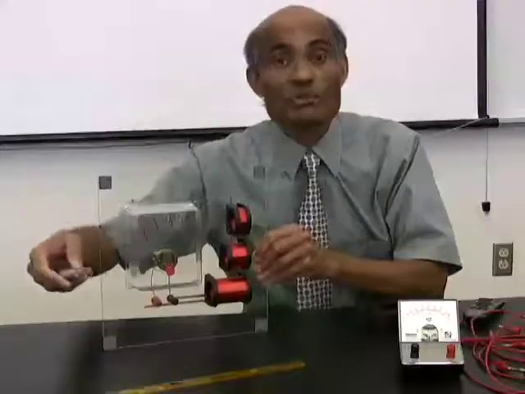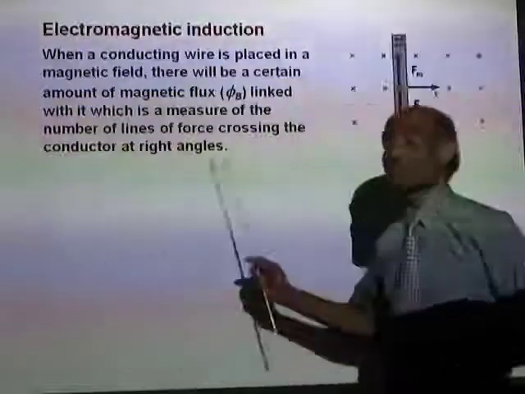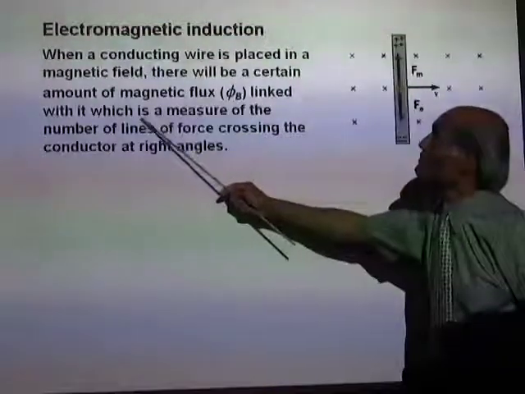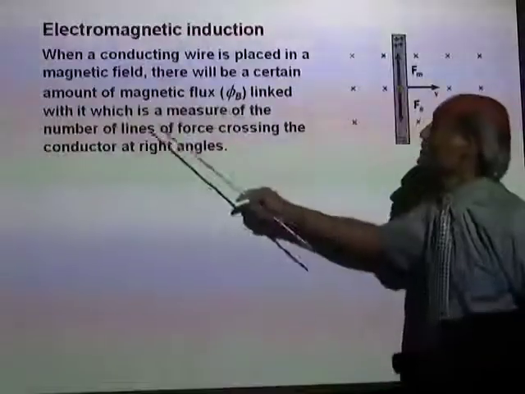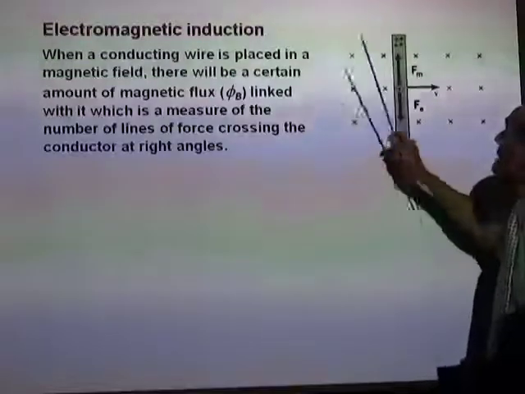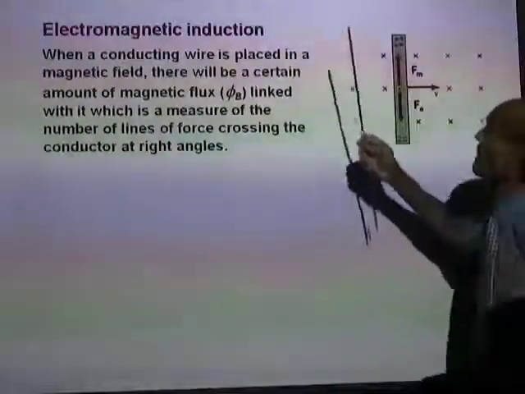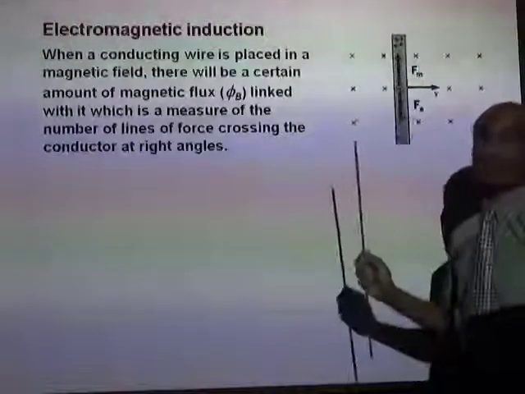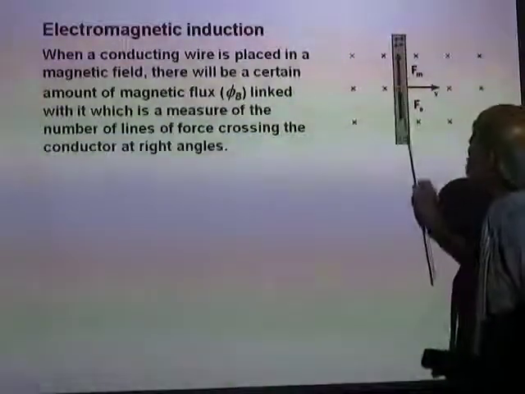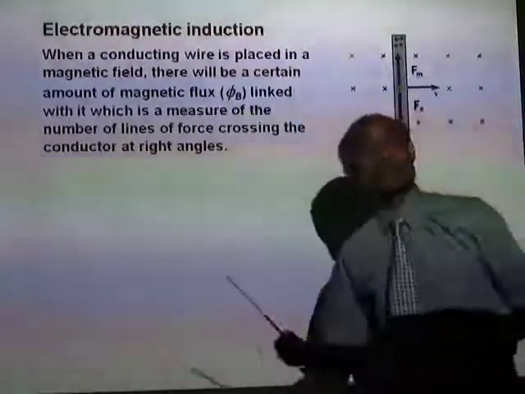Well, let's now put these things in perspective. This is what you saw in the demonstration. When a conducting wire is placed in a magnetic field, the amount of magnetic flux linked with the conductor is a measure of the number of lines of force crossing the conductor at right angles. Here, the small x's represent the lines of force that are coming from behind the board into the classroom. If you move the conductor at right angles, we are changing the magnetic flux linked with the conductor, and that motion in turn will create force on the charges in the conductor, which will then make them move.